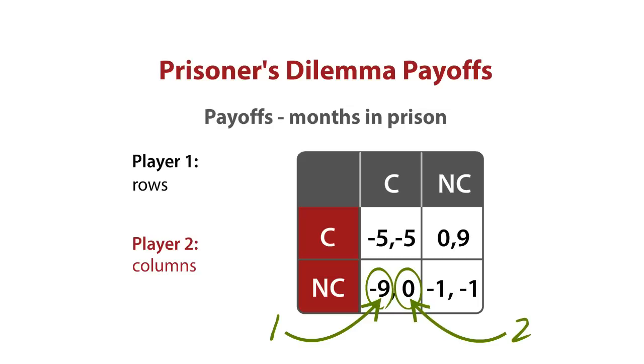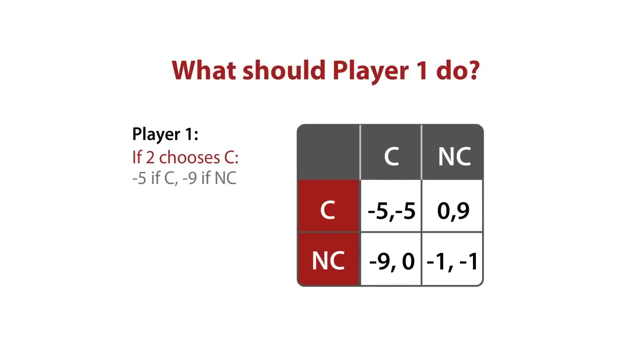So let's figure out what these players are going to do. Let's start by analyzing the game from the point of view of player 1. Player 1 should say to himself, if 2 confesses, what should I do? Well, if 2 confesses, we're in the first column. 1 will go to prison for 5 months if he confesses. He'll go to prison for 9 months if he doesn't confess. So, of course, he should confess.